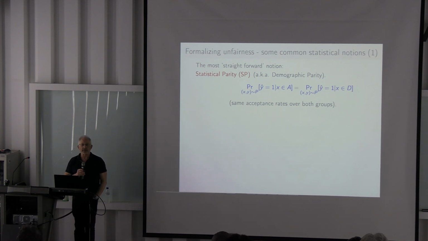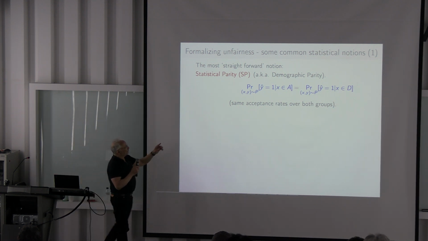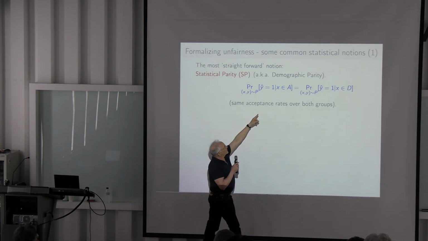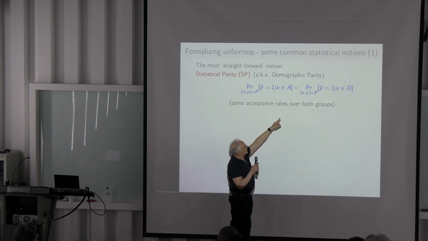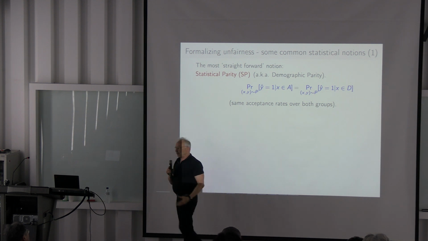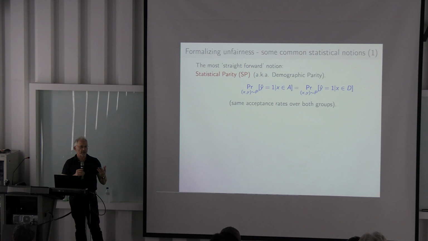So the first and simplest notion of fairness is statistical parity. So what does statistical parity tell you? We want that the probability that I predict label 1 for customers in group A is the same as the probability that I predict 1 for customers in group B. So I have the same percentage of predicting 1 in both groups, the same acceptance rate over the two groups, or the same rate of giving a loan between the two groups.